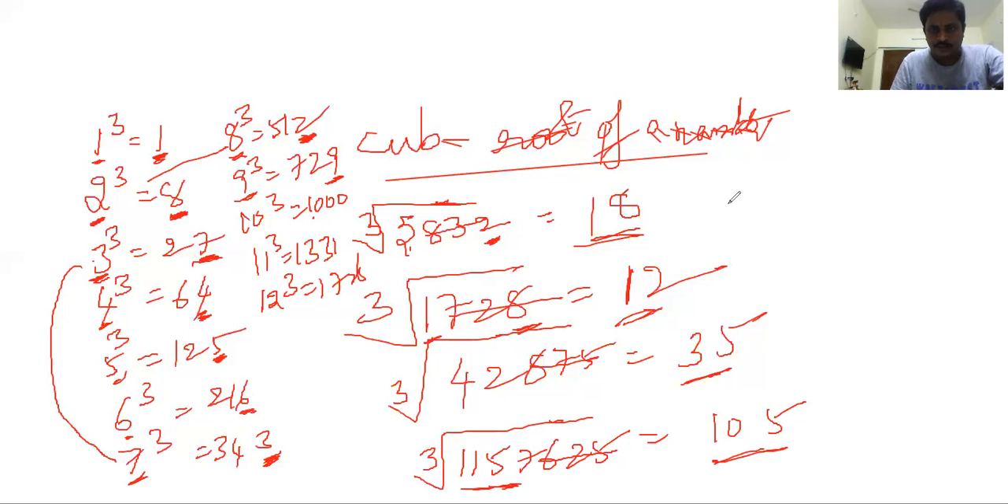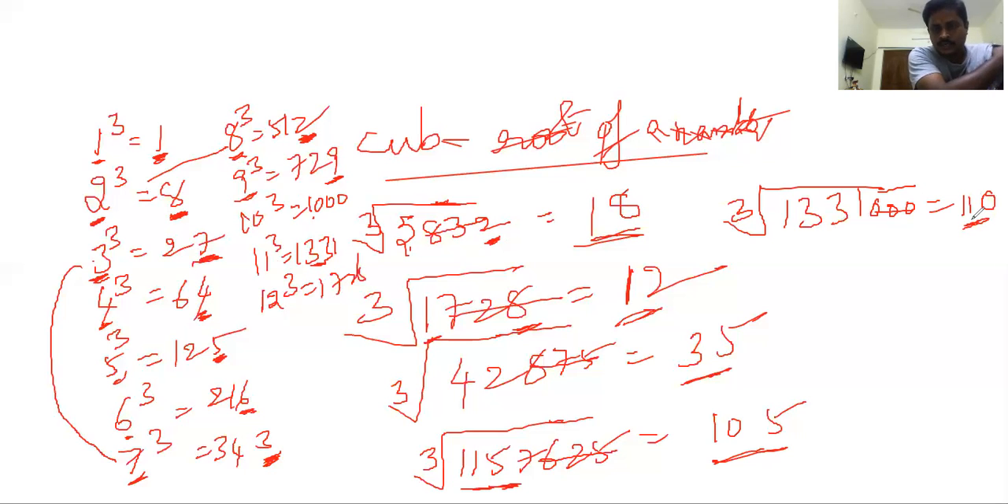Cube root of 1331 followed by 3 zeros. Last digit 0 means the last digit of the root is 0. Remove the last 3 digits. The nearest cube to 1331 is 11 cube. 11 cube is 1331. So 11 is the cube root of that one.